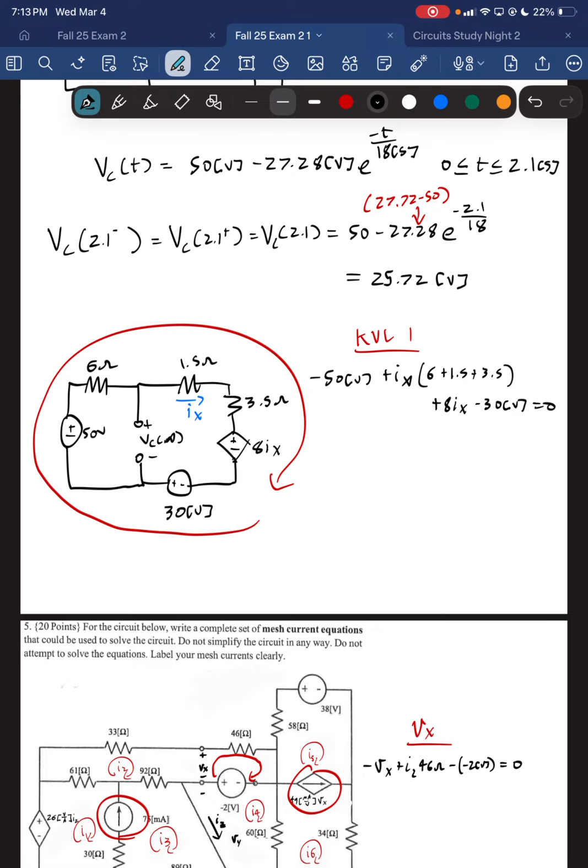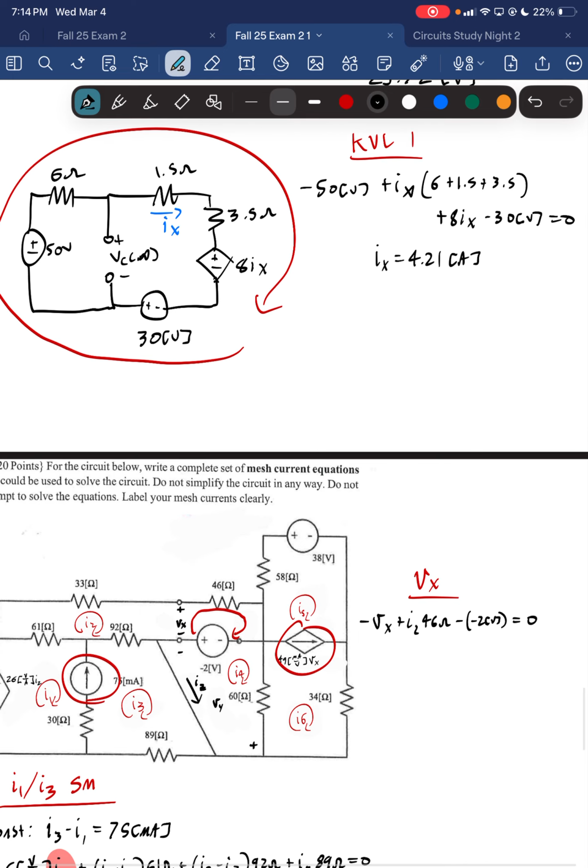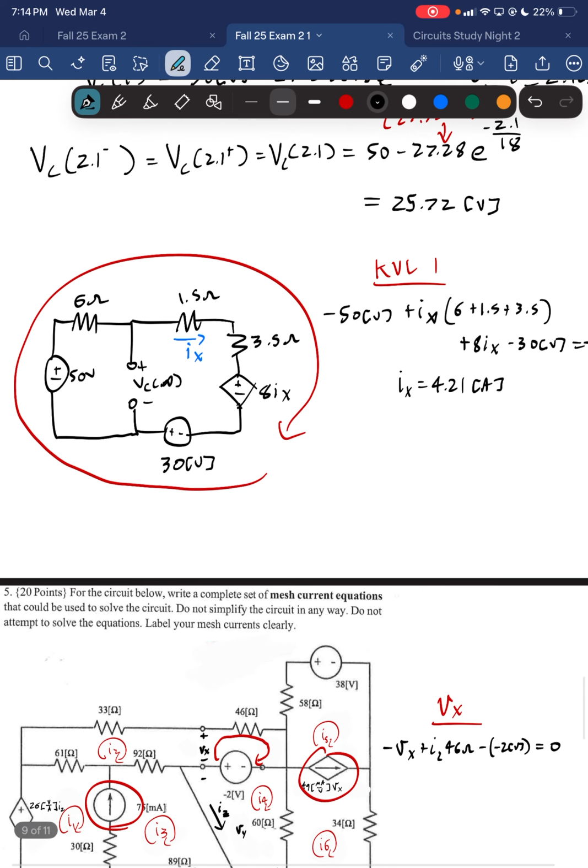and get a number. 4.21 amps. It's just part of the KVL, so I'm doing minus 50 plus Ix times 6 plus Ix times 1.5. I thought it was a separate equation. No, it ran out of space. This is all one equation.